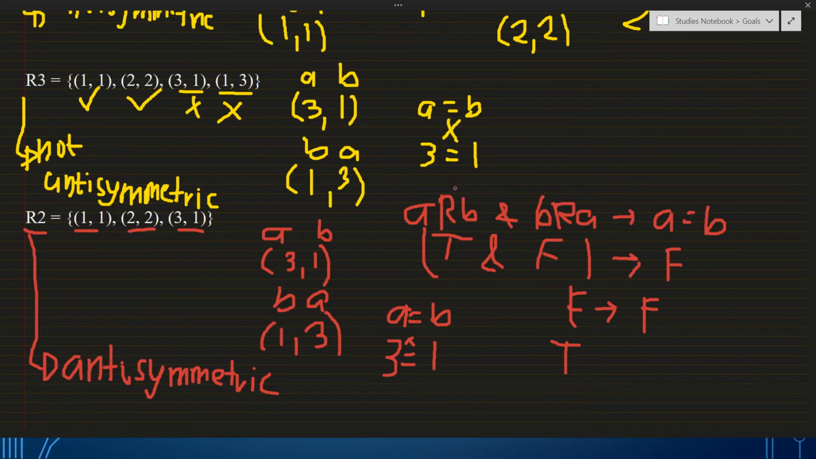We are now moving to the next part of the properties, which is transitive relation.